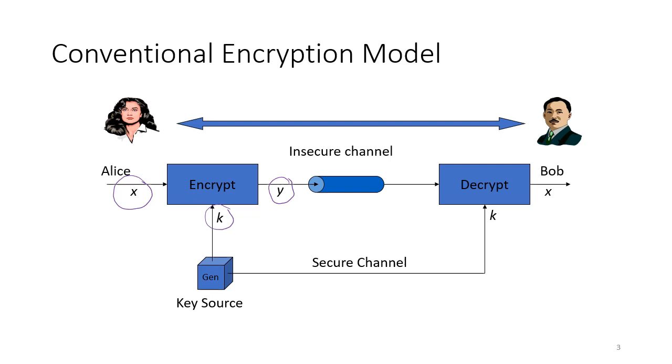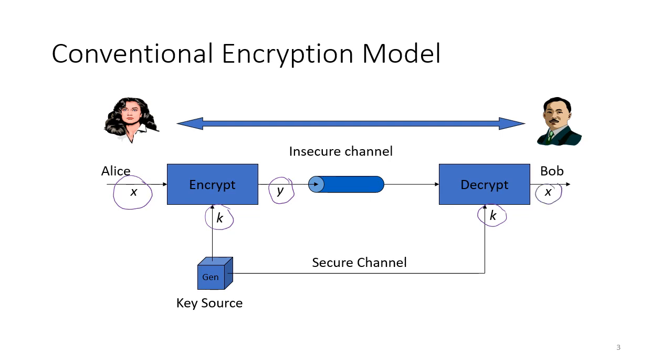y is sent over the channel that is not secure. When Bob gets y, Bob is able to decrypt the information or the data which is contained in the ciphertext y using the same key k. You can see that the two keys here that are used by Alice and Bob are the same, namely k. And when Bob decrypts y, the ciphertext, he gets back the plain text x here.